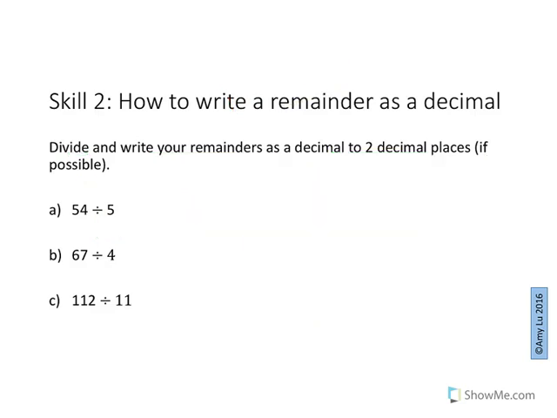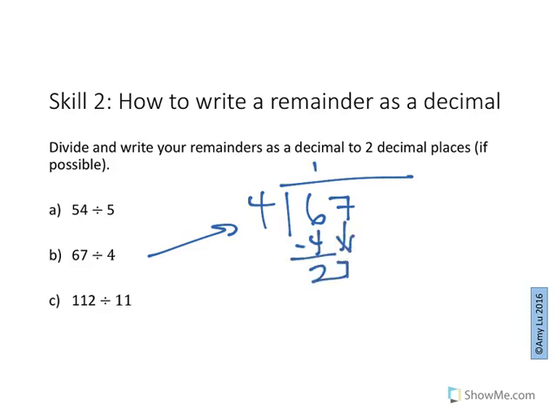So 67 divided by 4 goes into 1. I subtract, I have 2 leftovers. Bring the 7 down, goes into it 6 times. I have 3 left over.